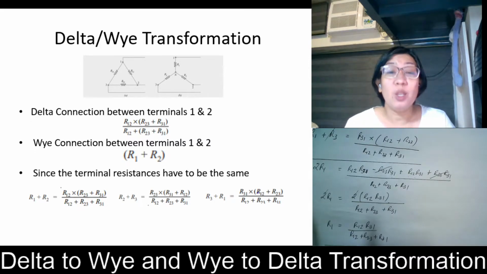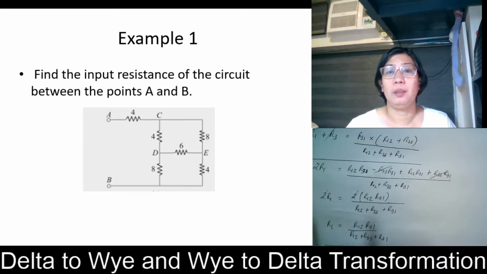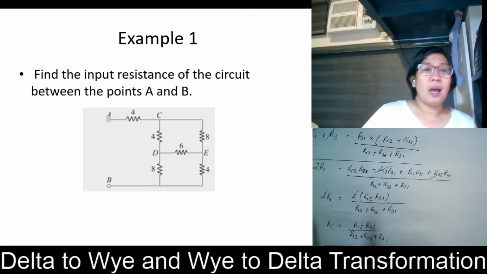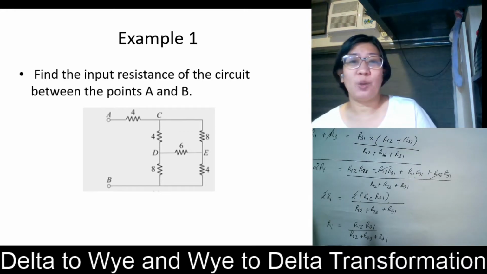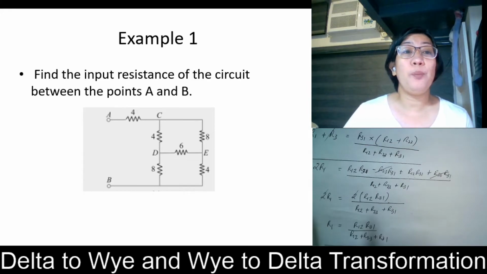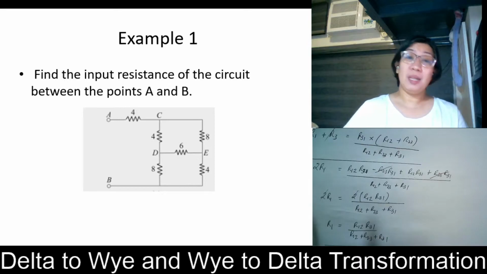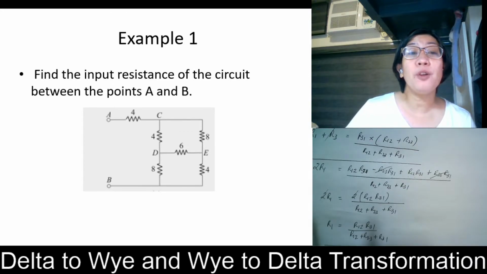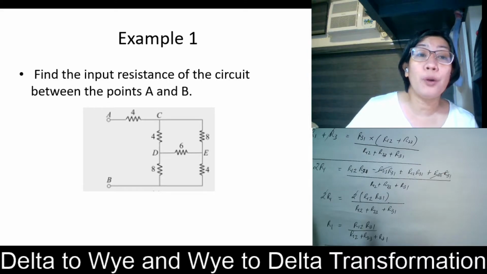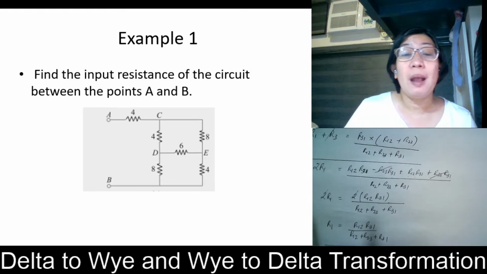This can help you in solving problems that are very confusing, where it is hard to see whether something is in series or in parallel. Let us have an example. We have here a circuit. Find the input resistance of the circuit between points A and B. We can easily say that these two are in parallel, because if we have a current flowing here, that current will divide at point C. One will go through 4 and the other through 8, making 4 and 8 parallel.